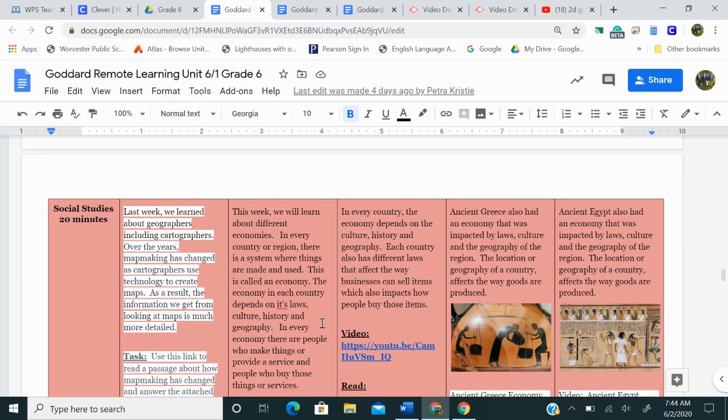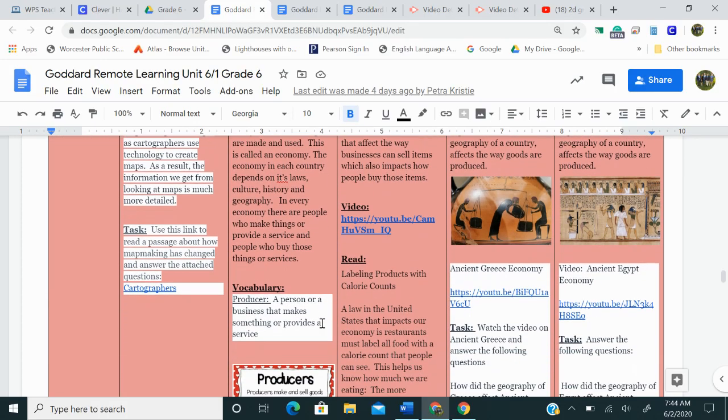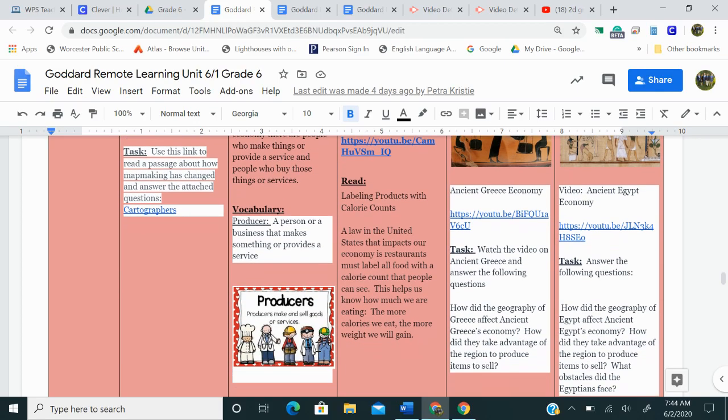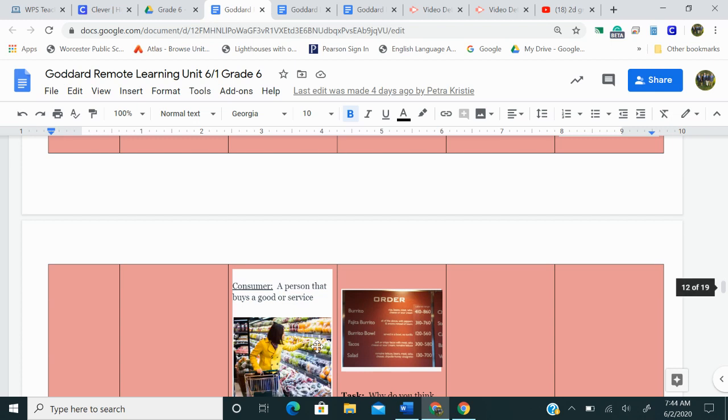In every economy, there are people who make things or provide a service and people who buy those things or services. Here's some vocabulary for you. A producer is a person or a business that makes something or provides a service. A consumer is a person that buys a good or service.